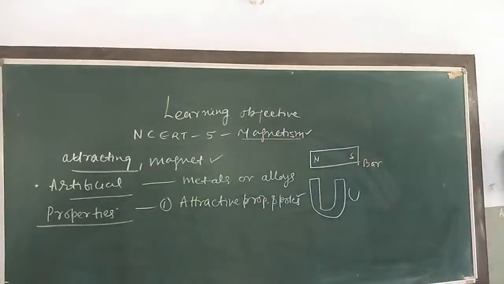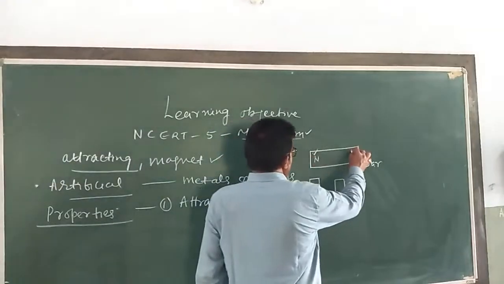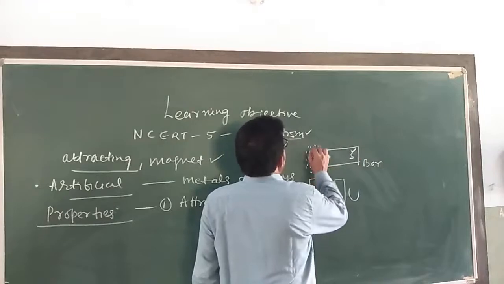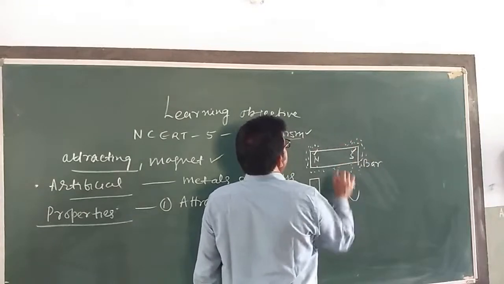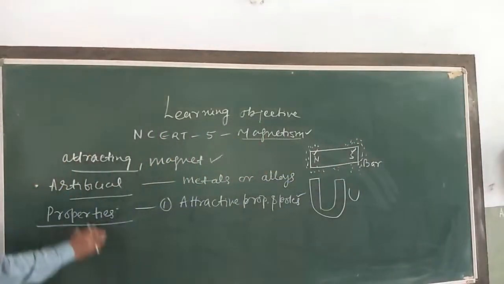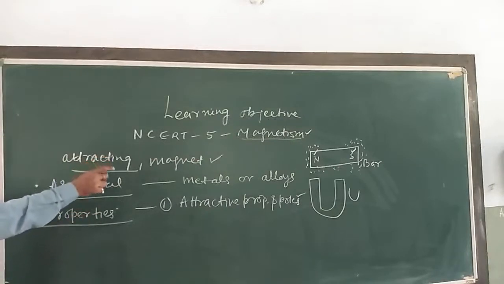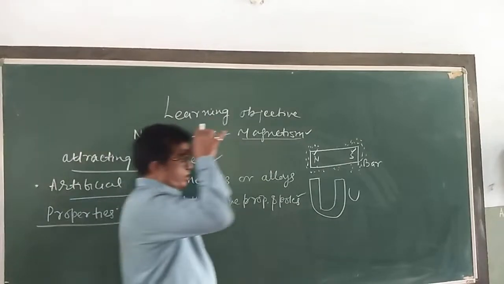I mean to say that, my dear children, when a magnet is dipped into iron filings, it is found that the concentration of iron filings, that is the attracting power of the magnet, is maximum at the two points near the poles. If iron filings are kept nearby, they will be attracted like this. Here less. So the attracting power is maximum at the two points near the ends and minimum at the center.